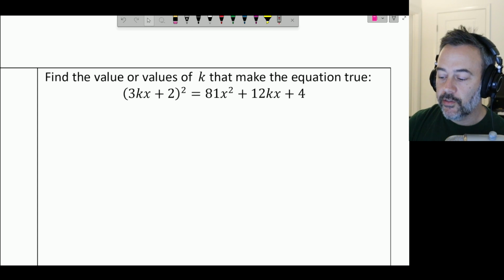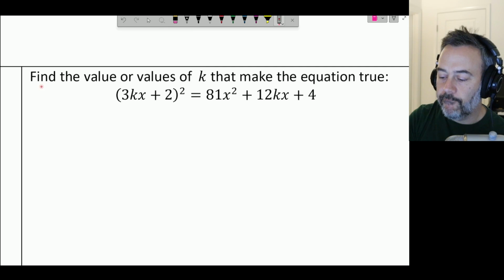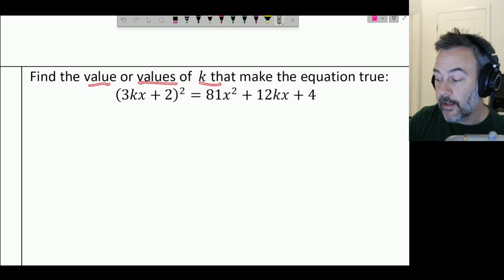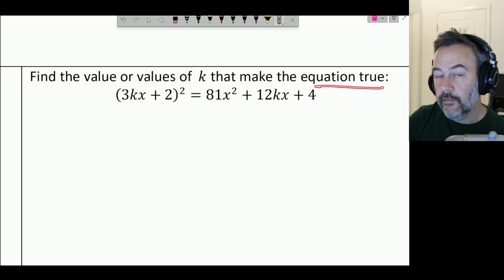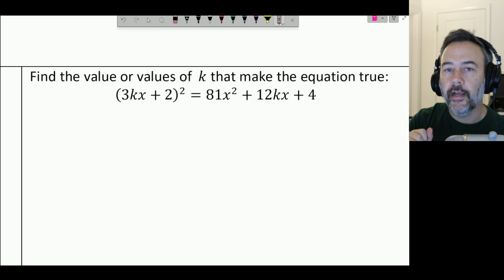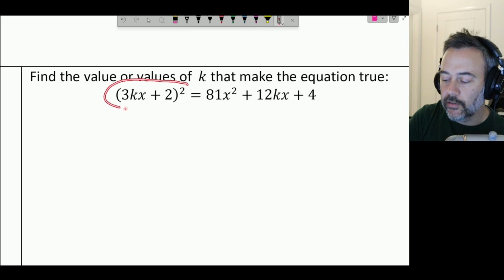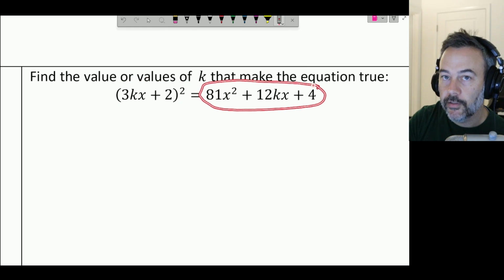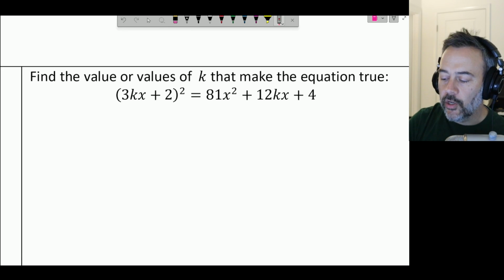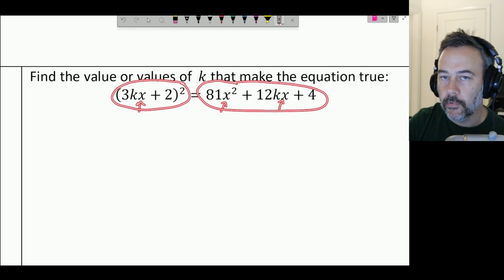Okay, so the question says, find the value or values of k that make this equation true. There's something implicit here. I want to clarify the question. It's asking you to find k such that the left-hand quadratic is identically the same as the quadratic on the right. What would that mean? That would mean no matter what x value I put in, I want the left and right-hand side to evaluate to the same number.